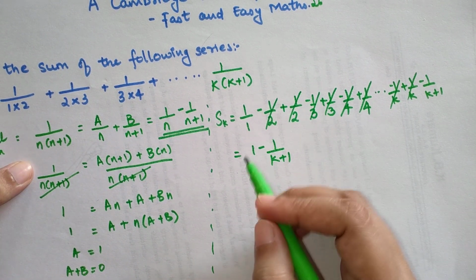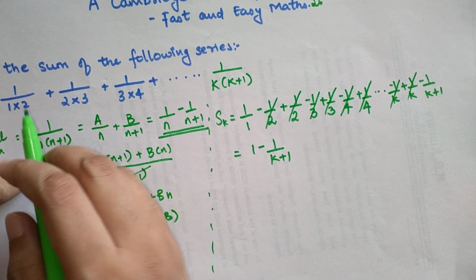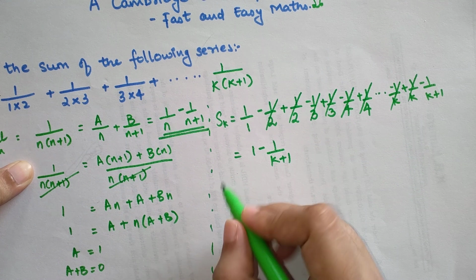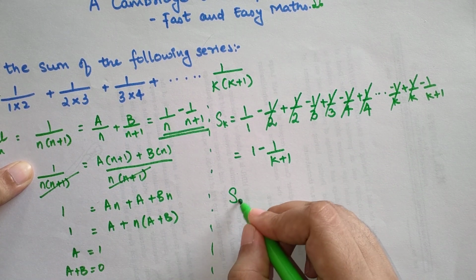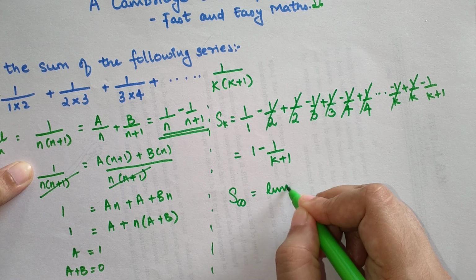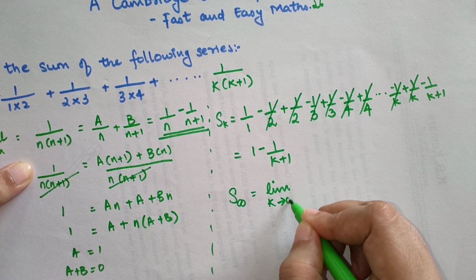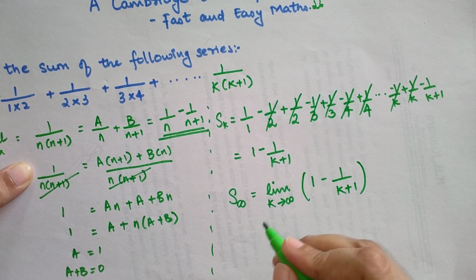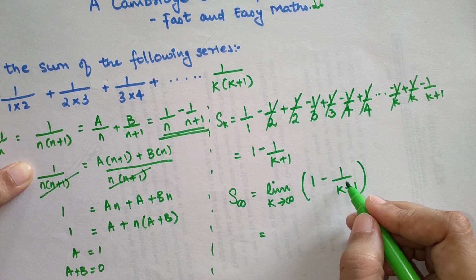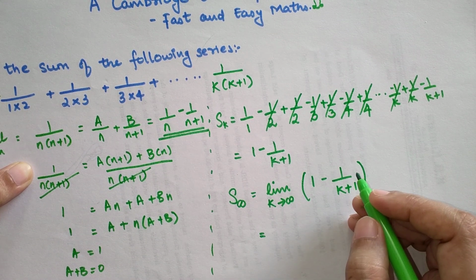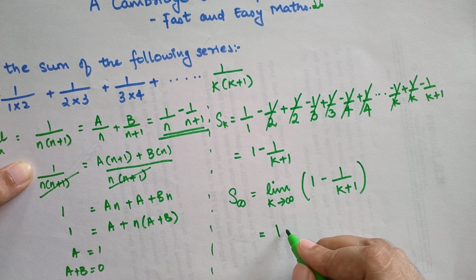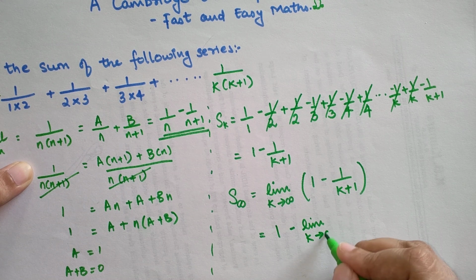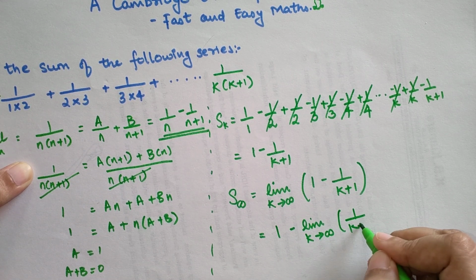Okay, so now coming to our final answer, we know that the sum of this series was going up to infinity. So we wanted to find up to infinity. So now instead of k, let's put infinity, and we can say k is tending towards infinity, 1 minus 1 upon k plus 1. Now I can take the limit sign only for this one, because this particular term does not have any value of k associated with it. So my 1 minus limit of k tending towards infinity, 1 upon k plus 1.